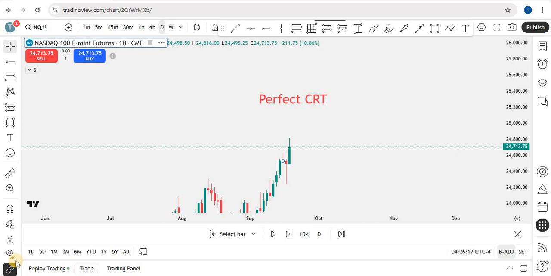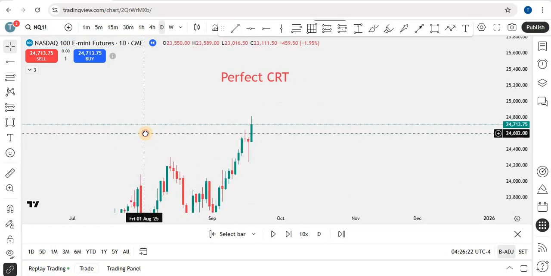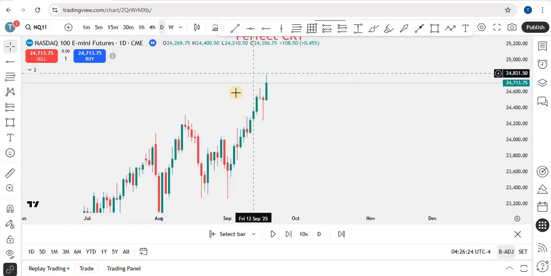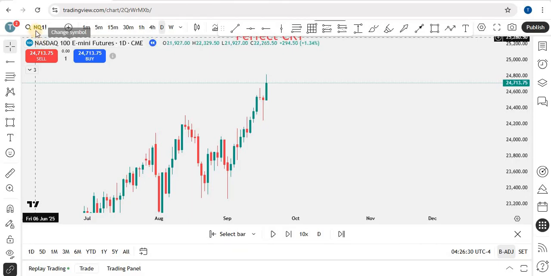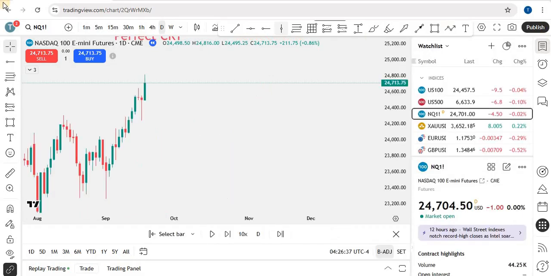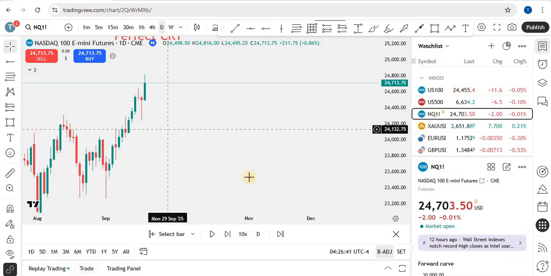So today we have an important lecture: what is the perfect CRT and how you can trade even in the bullish market. Okay, first of all, many times you don't have access to this NQ chart because you have to pay some bucks to TradingView to get this chart.